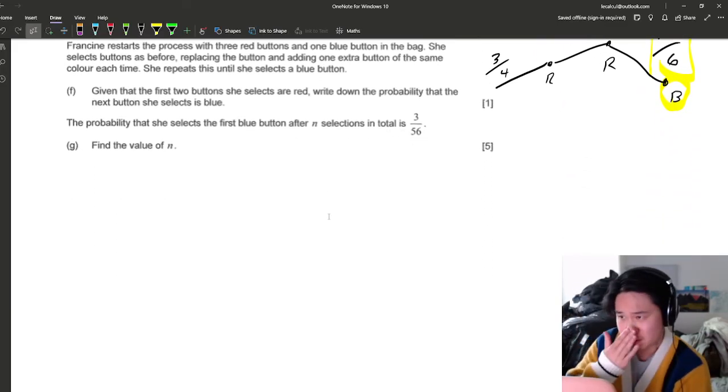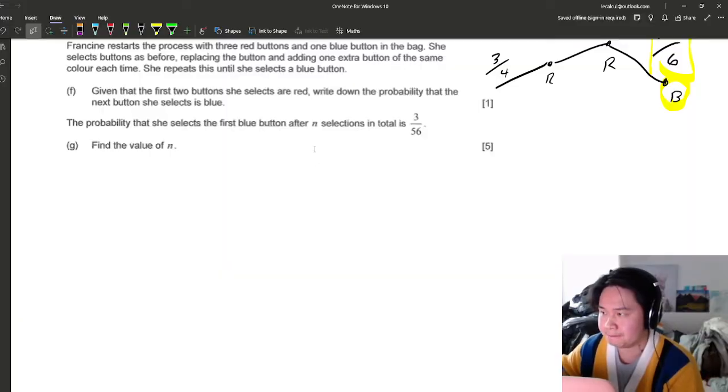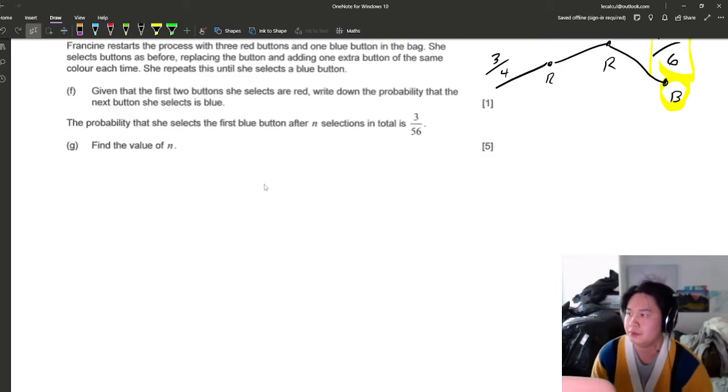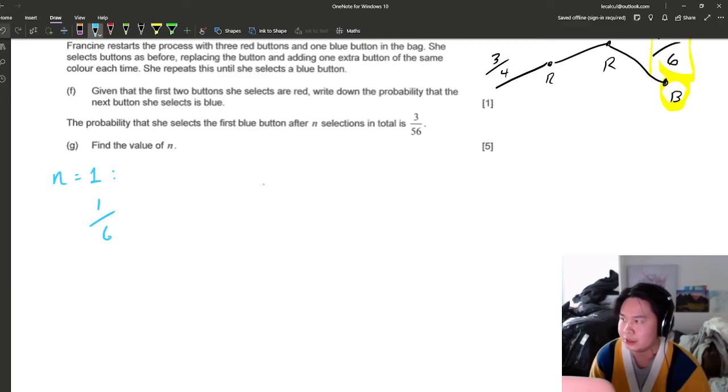Okay, when you approach these types of questions, it's good to see if there's like a pattern with n. And what you can do is you can just start small. So see what the probability is when n is 1. See what the probability is when n is 2, 3, and so on, until you see a pattern. So if n is 1, then this means that she has selected the blue button right away. So that's 1 out of 6, or sorry, 4.